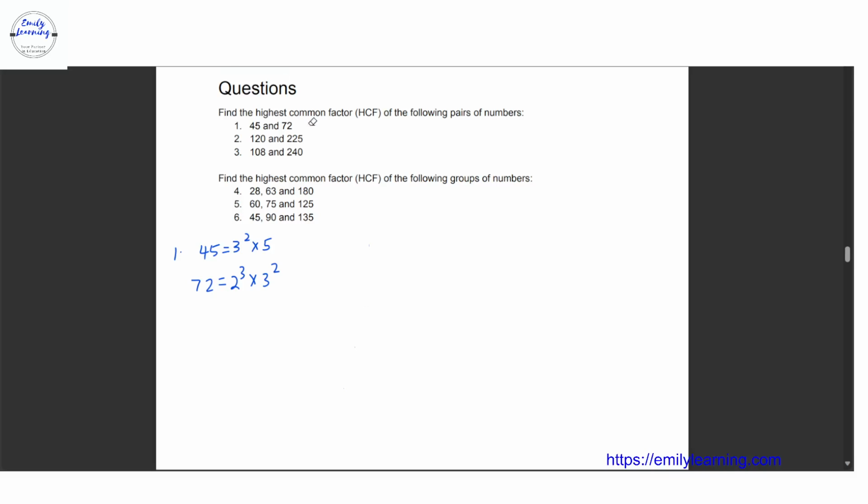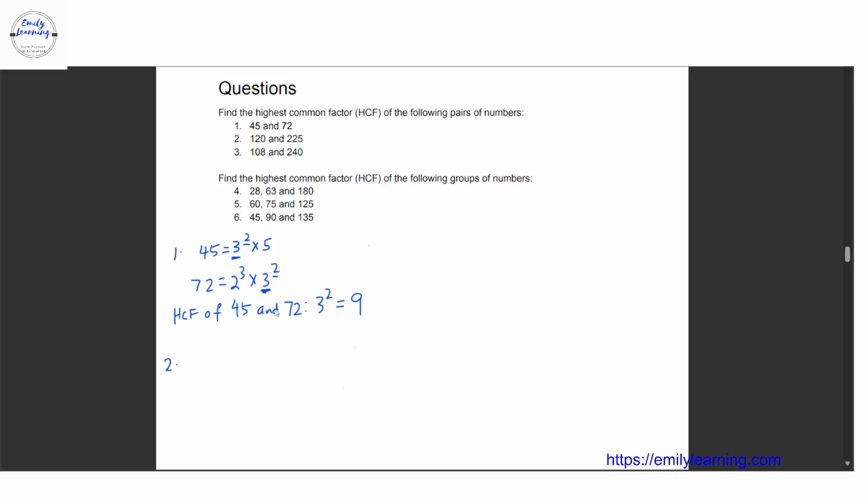Now that I've done this, next I need to find the HCF, or highest common factor, of 45 and 72. First check for a base that is common to both 45 and 72, and the base that is common to both of them is 3. Then we notice that both of them have the same index, which is 2, so 2 is the smallest one. Therefore 3 squared, which is 9, is the highest common factor of 45 and 72.